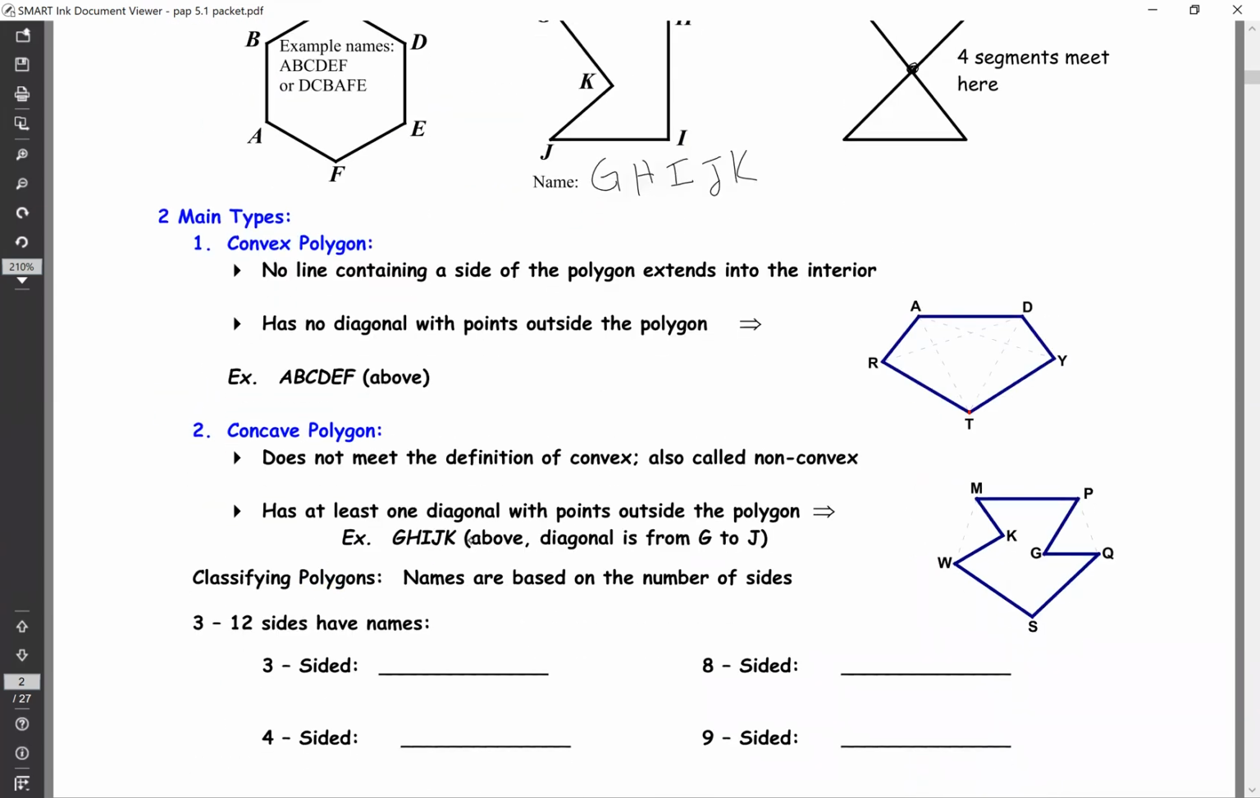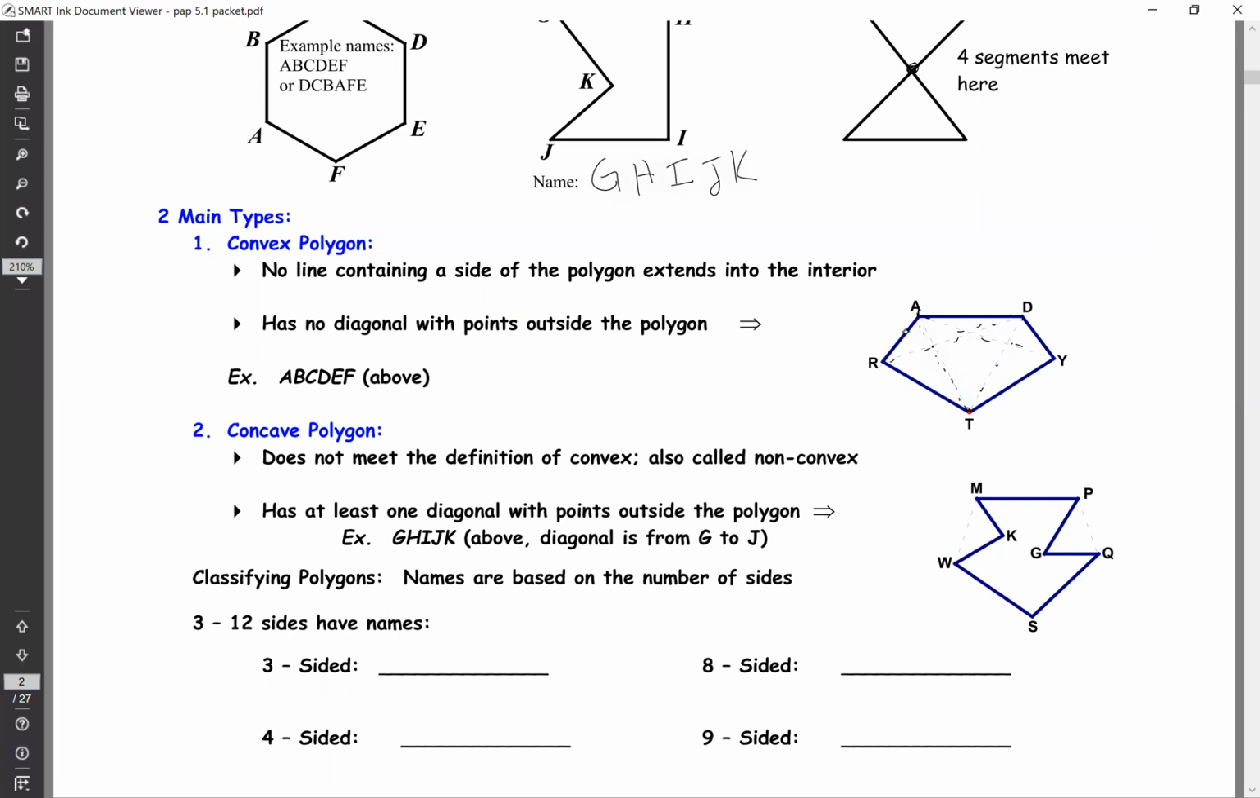So now we have two different types of polygons. There are convex polygons. These are the ones where no sides go into the interior of the polygon, and it doesn't have any diagonals with points outside the polygon. So y'all, a diagonal is from one corner of the polygon to another. You can see these dashed lines in here. These are all diagonals of the polygon, and they're all going from inside to inside. There's nowhere that they can have a diagonal going outside.